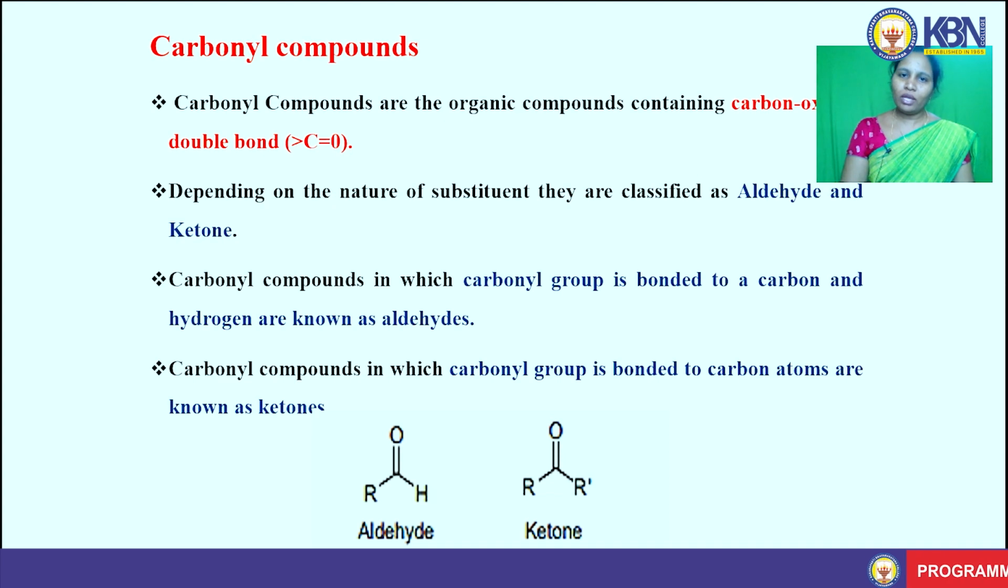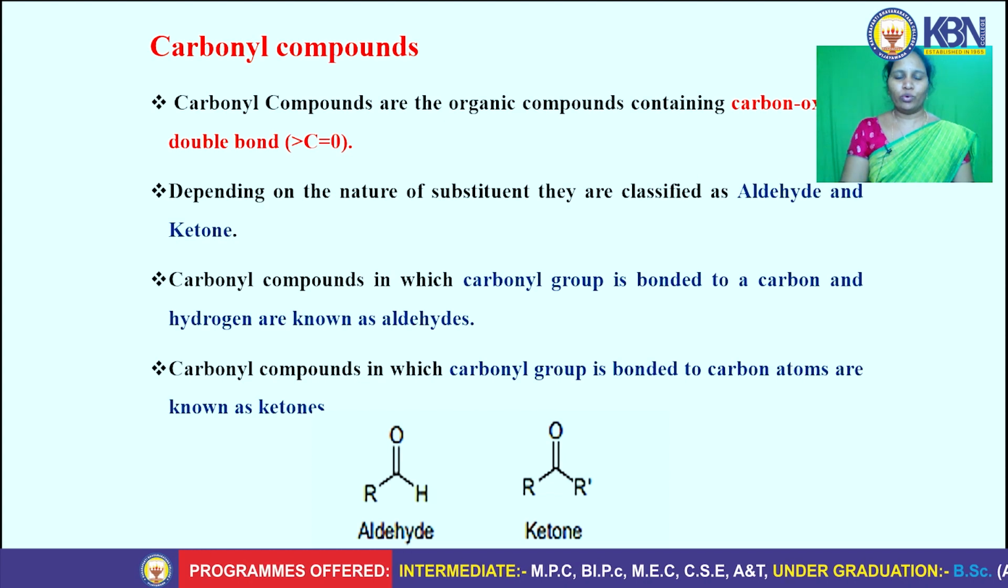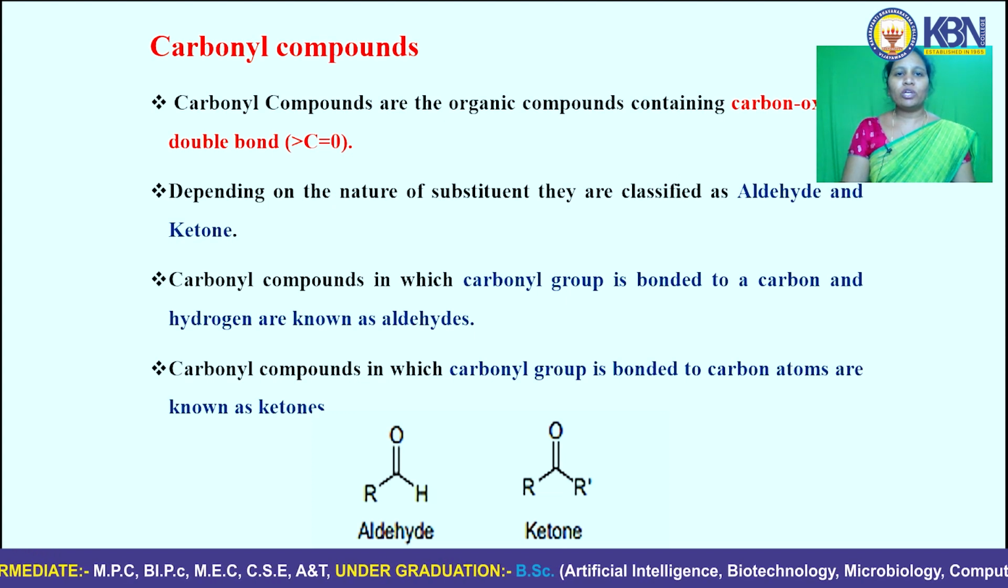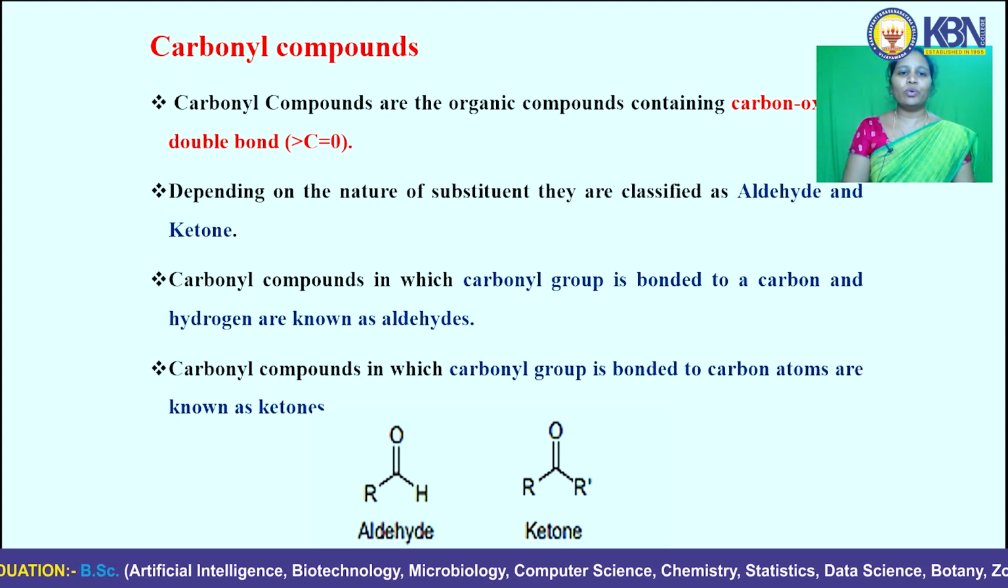So if in any organic compound you find C double bond O, then that functional group is called the carbonyl functional group. Depending upon the nature of the substituents, these are classified into two types. Carbonyl compounds are mainly of two types: number one is aldehydes and number two is ketones.